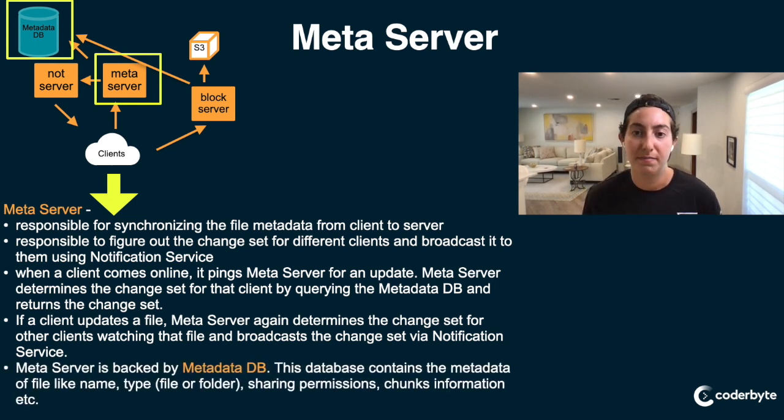And the meta server is, of course, backed by metadata DB. So this is not just a server, there's also a database, and the database contains the metadata of the file, like the name, the type, is it a file or a folder, the sharing permissions, the chunk information, etc. So we're going to go deeply into the metadata database, and we're going to talk about how Dropbox has actually changed their metadata database in order to scale. So I think that's going to be really valuable and useful, but we'll do that in a few slides. But basically the server is reading and writing, it's figuring stuff out, it's determining those change sets. And of course, this is all persisted in a database.